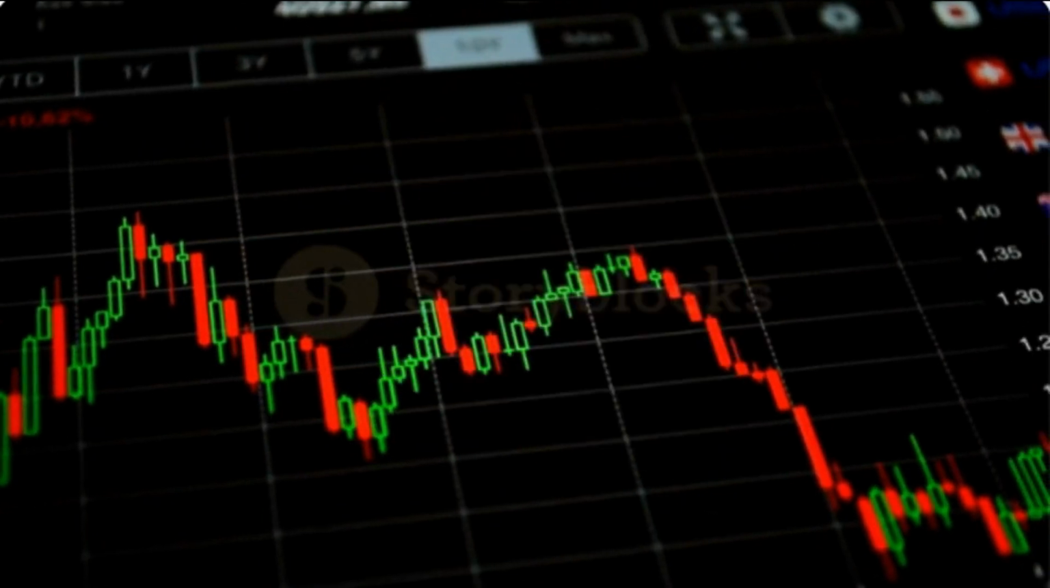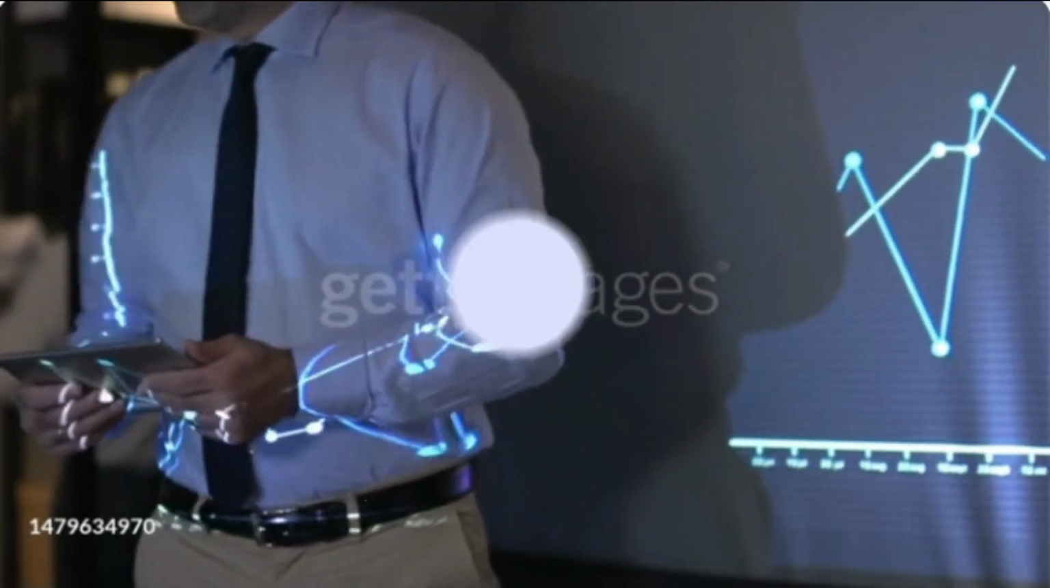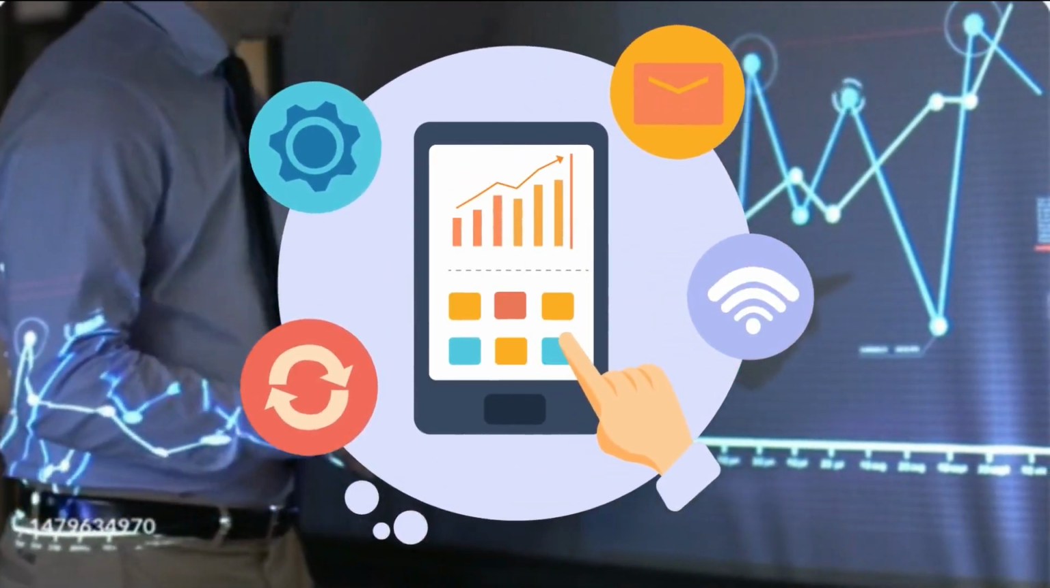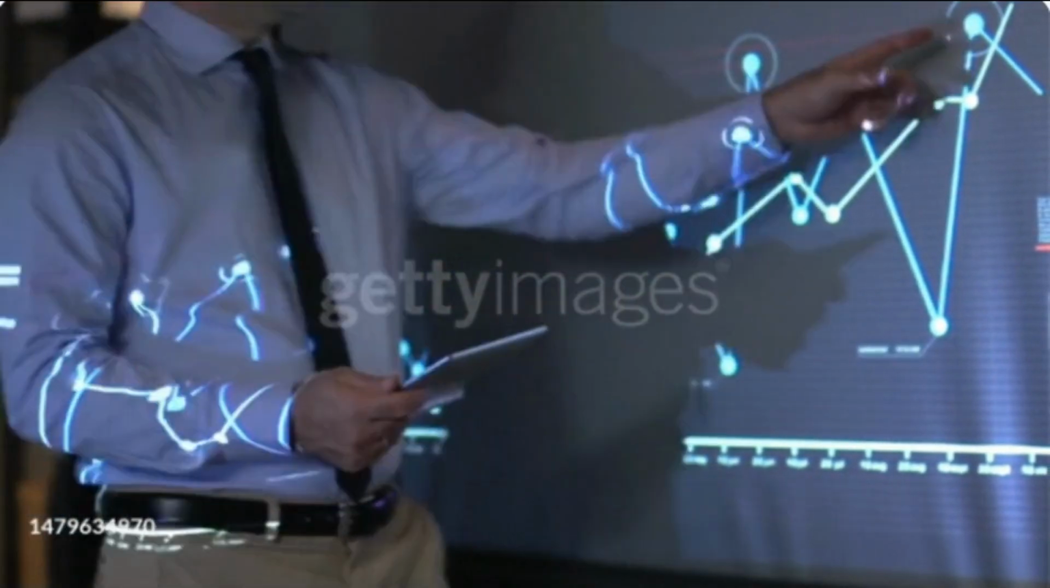The important thing to remember is that indicators are tools. They're not magic. They don't predict the future. They help you make sense of what price is doing and guide you toward better decision-making.